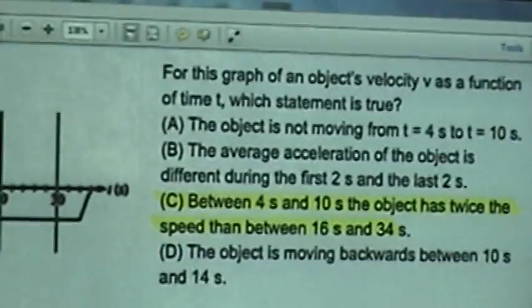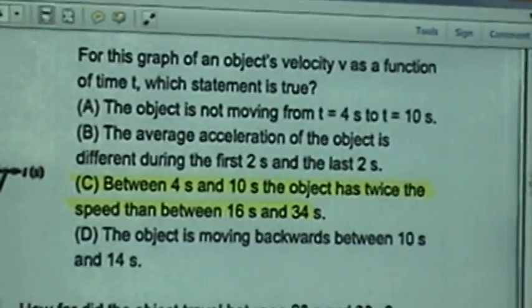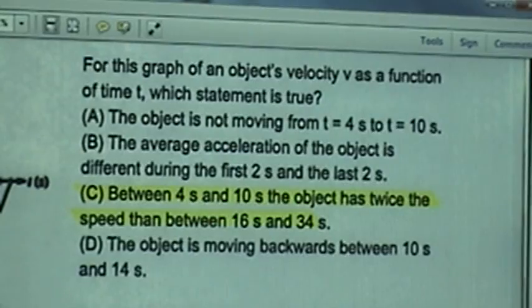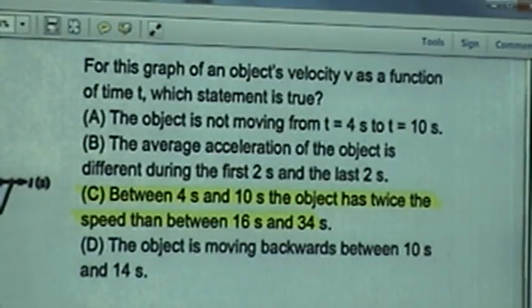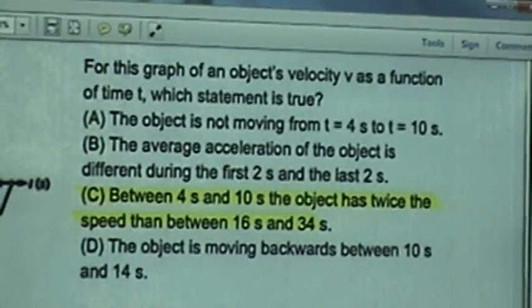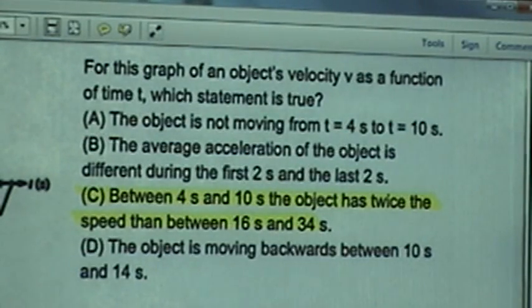A, object is not moving from 4 to 10 seconds. Well, as you already mentioned, you are moving. You're maintaining constant velocity. There's just no acceleration. So that's not correct. B, the average acceleration of the object during the first 2 seconds and the last 2 seconds are different. That's actually not true because even though they're in different places, the acceleration is the slope. It's the rise over run. If you find the rise over run here and the rise over run here in the last 2 seconds, the slopes are exactly the same. The acceleration in the first 2 and last 2 seconds are the same.